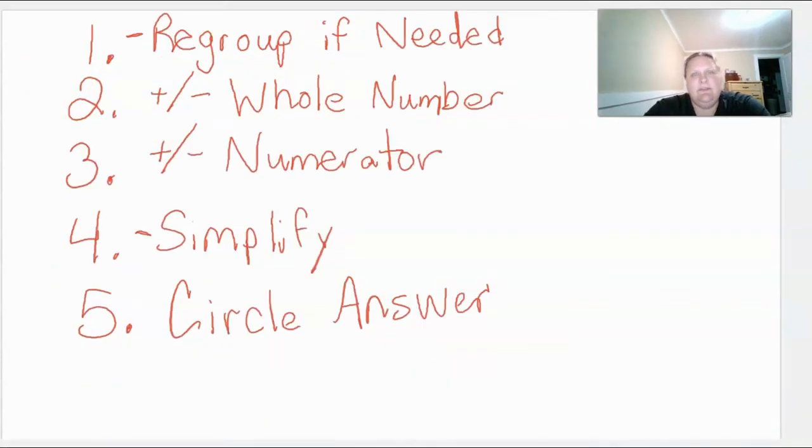So here's all the steps for adding or subtracting. First, if you're subtracting, you regroup if needed. Then, whether you're adding or subtracting, you do the whole number. Whether you're adding or subtracting, you do the numerator. If you need to, simplify. Remember, that means divide. And finally, circle your answer. You got this. Have faith in yourself.